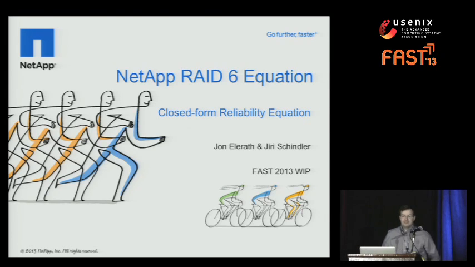Thank you. The previous talk was about how you actually fail drives. This talk is about how we make them more reliable by doing RAID or double parity. What we set out to do with this work is to come up with a closed form reliability equation for double parity, or RAID 6. A lot of heavy terms, so I will tell you what those mean in this session.